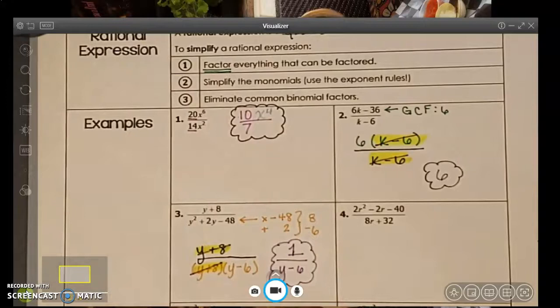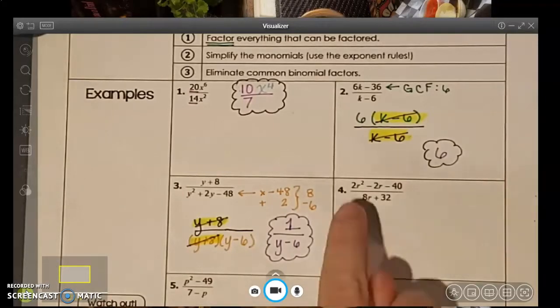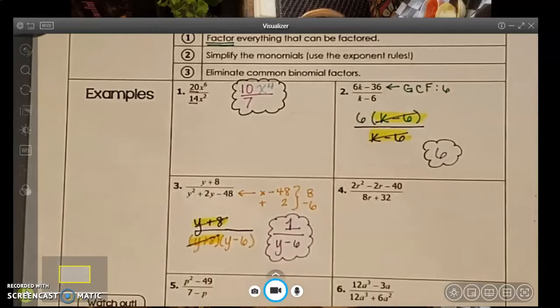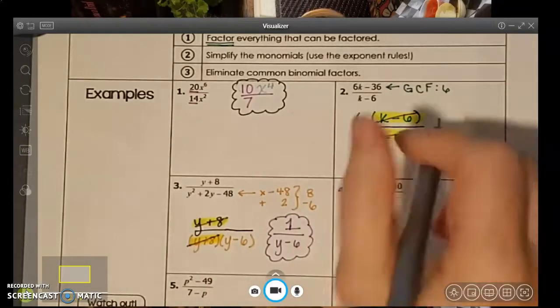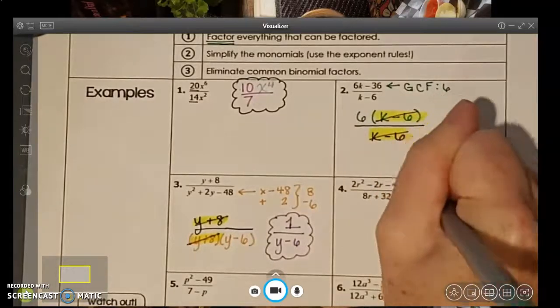Looking at number 4, we're going to factor two things. We're actually going to factor this numerator twice. We want to get rid of our a value, what's in front of our quadratic term, if we can, because that will keep us from having to factor by grouping. So the first thing I'm going to do here is factor out a GCF from both the top and the bottom.